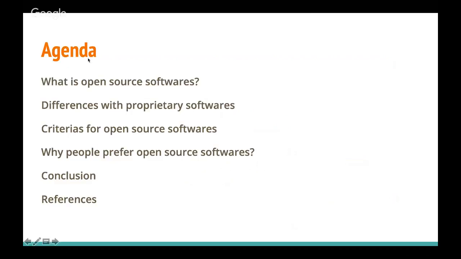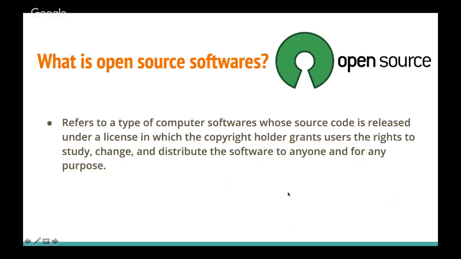Here is my agenda. I'm going to explain what open source software is first, and then explain how open source software differs from proprietary software, and then introduce the criteria for open source software, and then explain why people prefer open source software, and then get to a conclusion, and at last display my references. Let's step into the first topic.